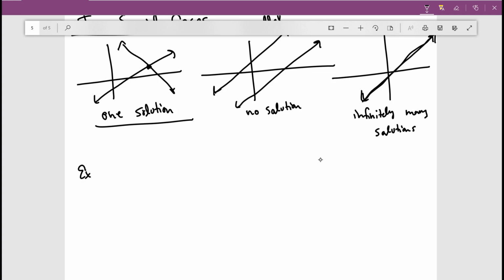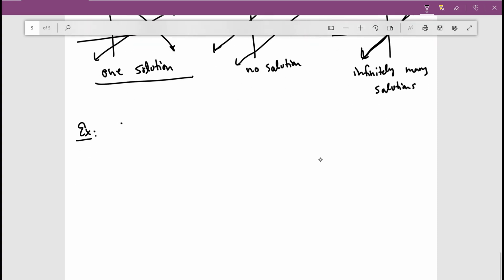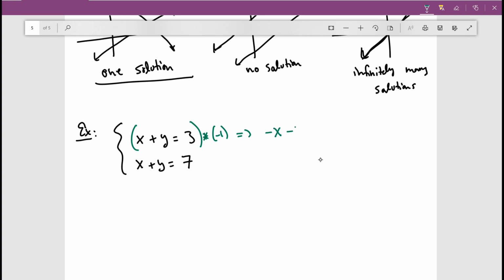So let me give you a very quick example of what that might look like. So let's say I have this problem, x plus y equals 3, and then x plus y equals 7. Okay, so let's solve this type of problem. One of the things that I can do is get rid of this x if one of them was opposite. So I'm going to take the opposite of the other one. I'm going to multiply everything by a -1, because then that would make that a negative, and then I can cancel it out. So this is going to give me -x minus y equals -3.